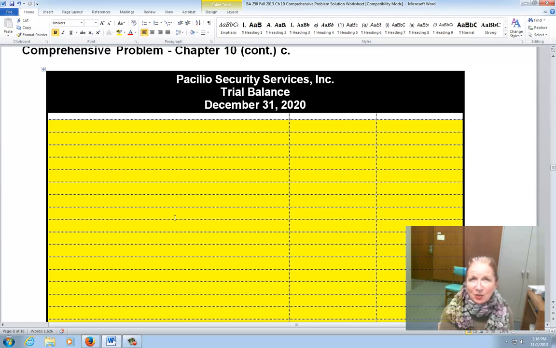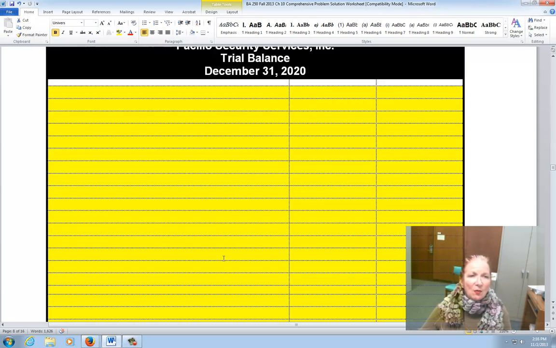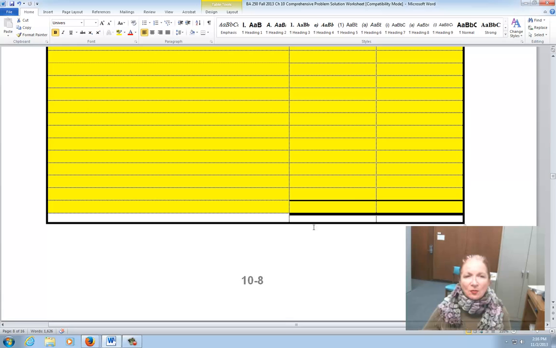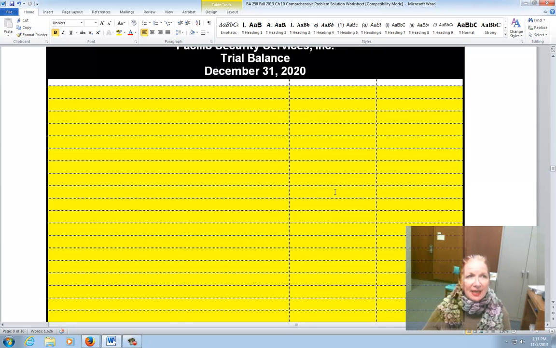Whoever's the typist, be sure that you have a dollar sign at the top of each column and then a dollar sign at the bottom for each total. Remember, it's got to add up and equal one another. So it's up to you to call them out correctly so that these balances come out the same.